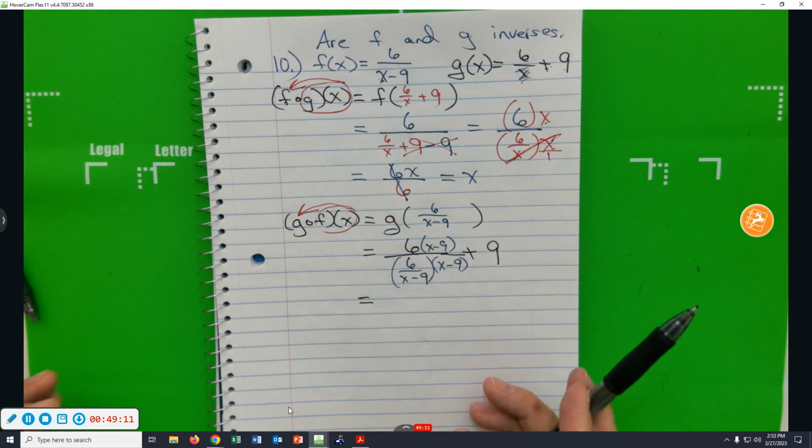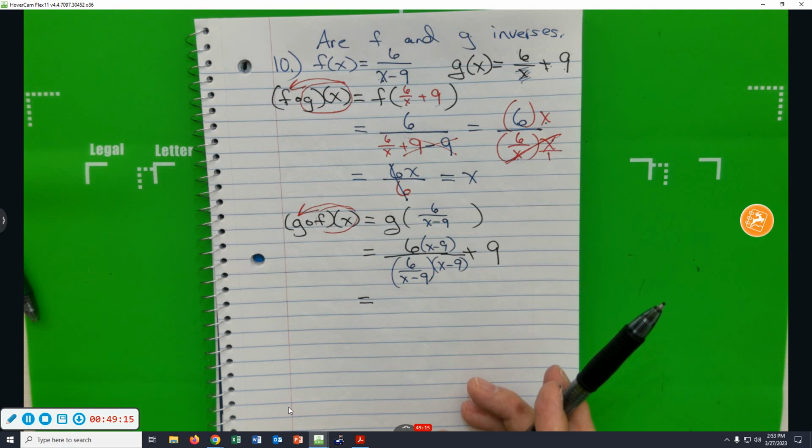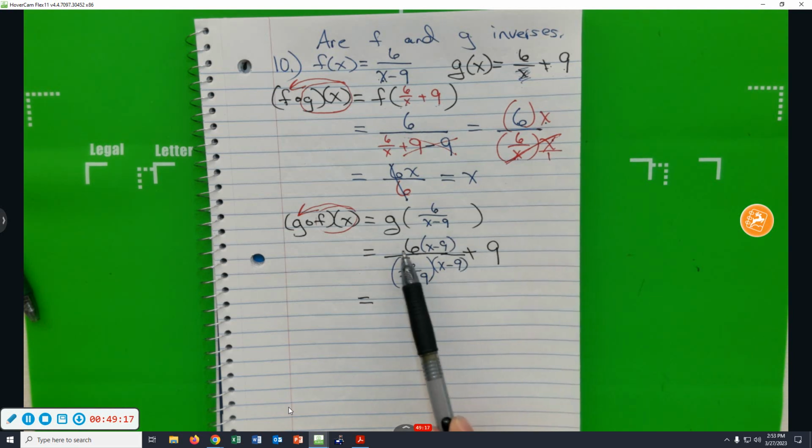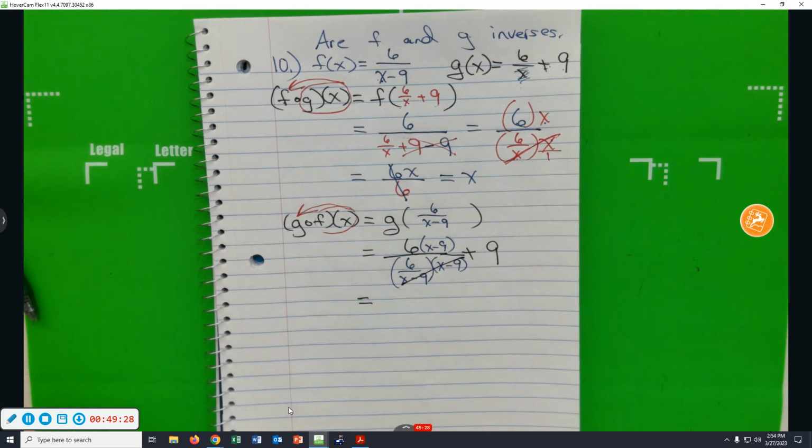Resist the urge to distribute that 6 over x minus 9. Remember, we want to cancel. We want to cancel out everything except for what? X. And if you want to cancel, you don't want to start distributing. So I'd leave that 6 times the x minus 9 as it is, but look what I can do. Cancel that x minus 9.